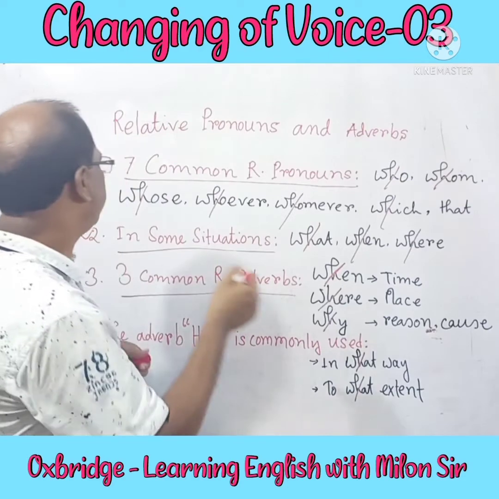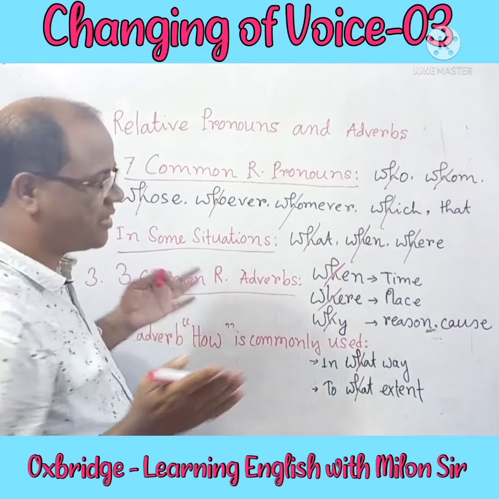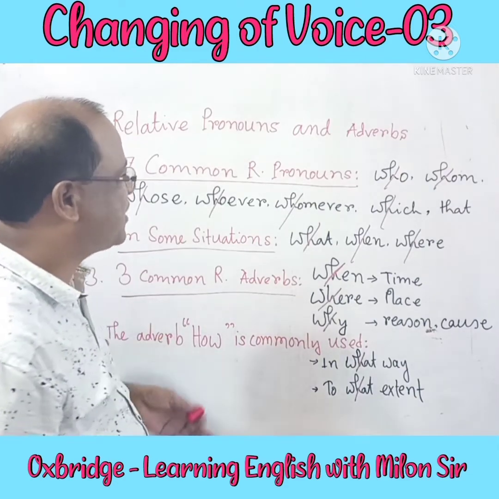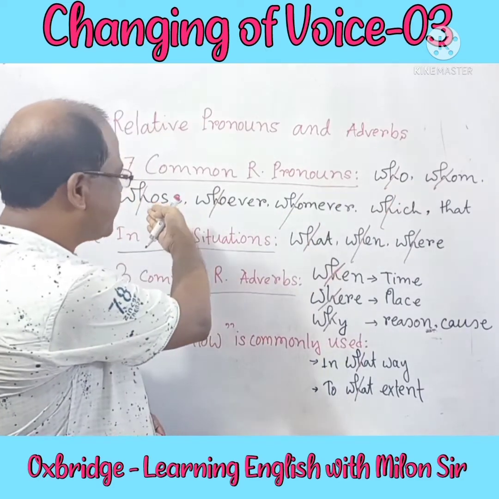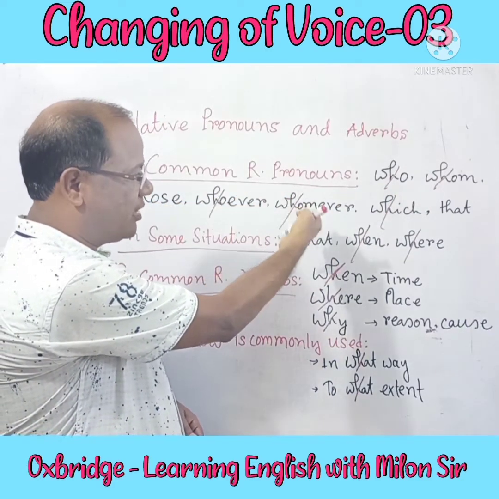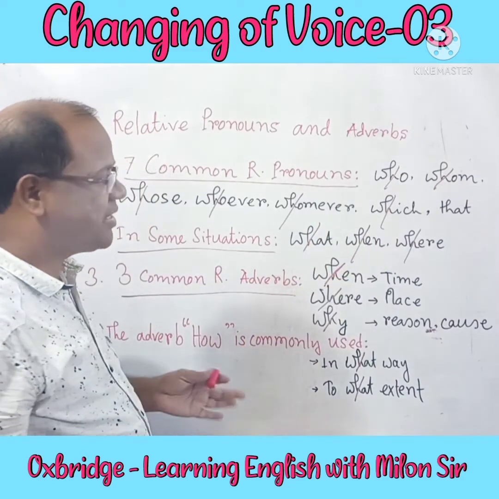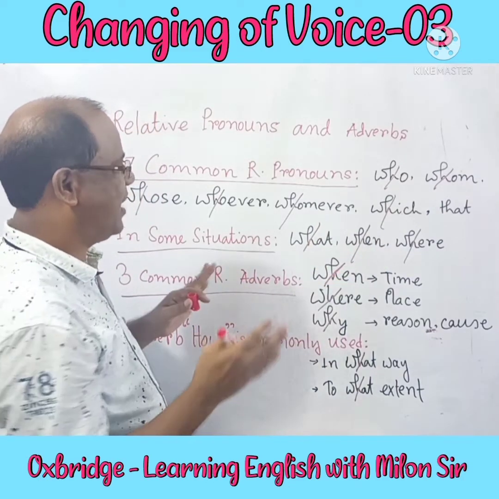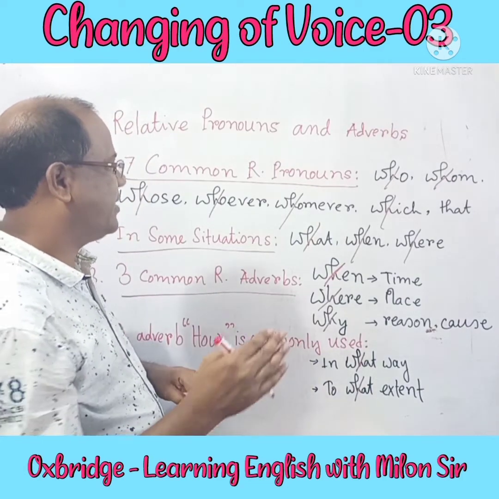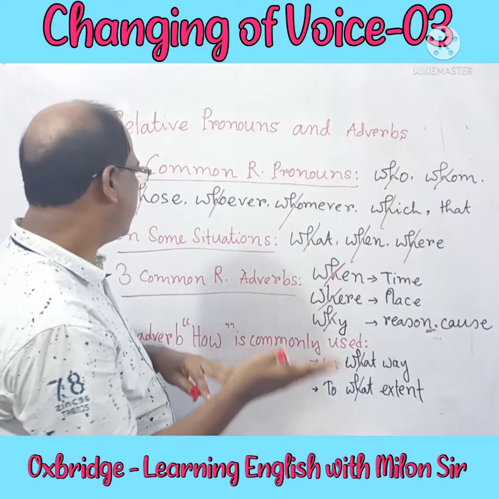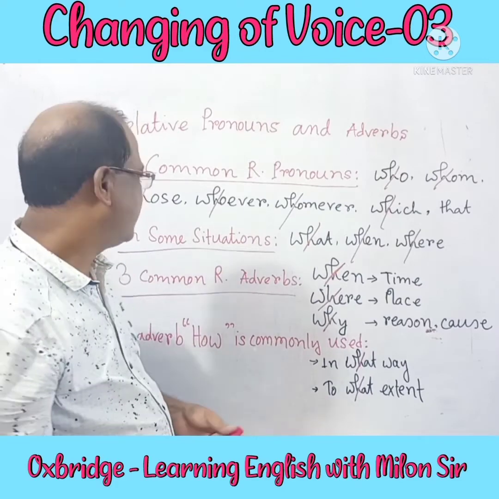The first one, 7 common relative pronouns. Here you can see a list of 7 common relative pronouns on the board. The first one, who, then whom, then whose, then whoever, then whomever, then which, then that. And mind it, here all the time S is silent. So their pronunciation is who, whom, whose, whoever, whomever, which, and that.